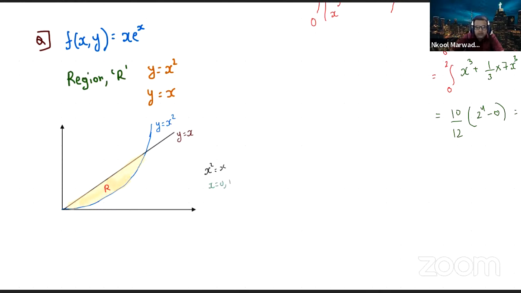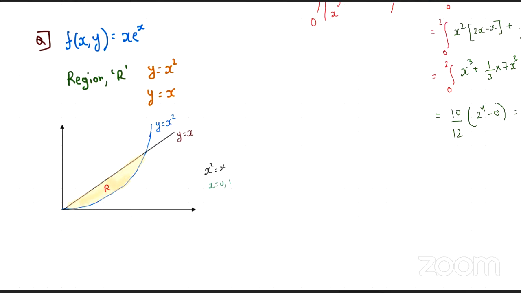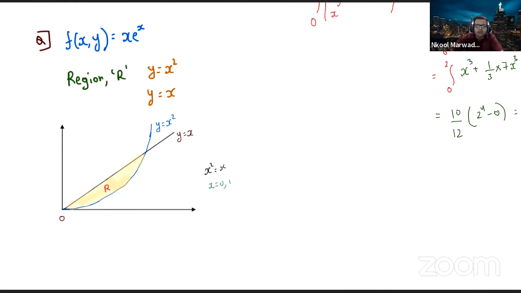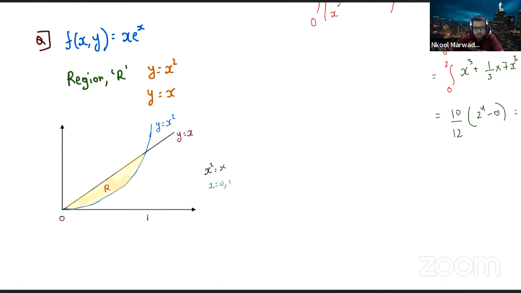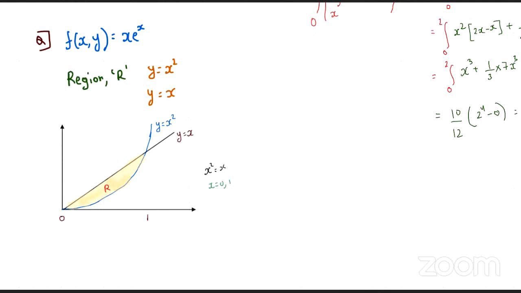So here the interval is not given, but we can derive it. The interval for x is 0 to 1. Now we can apply that formula and solve it straight away. Let us solve it straight away.